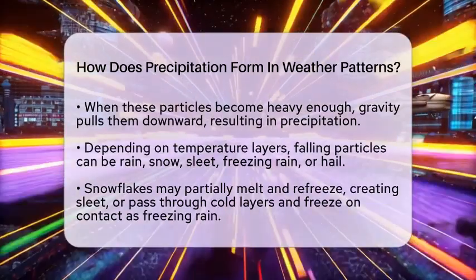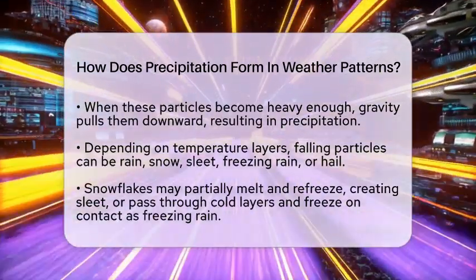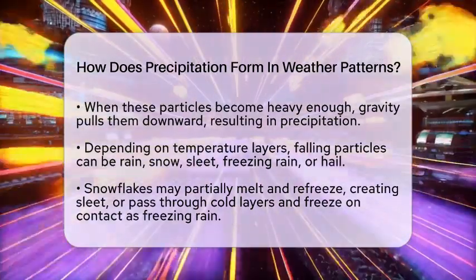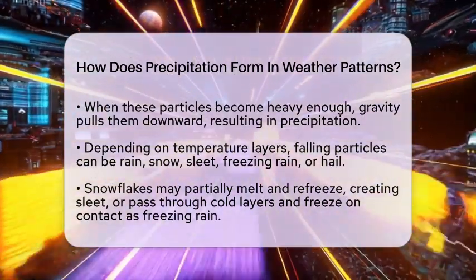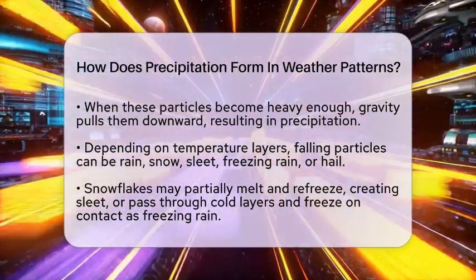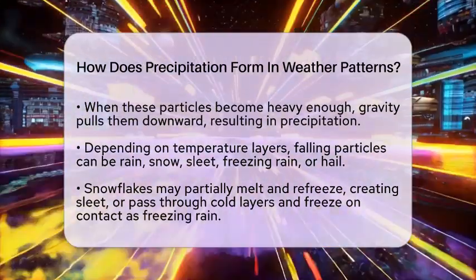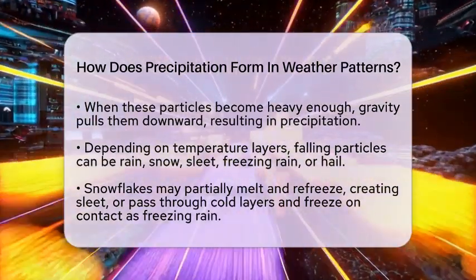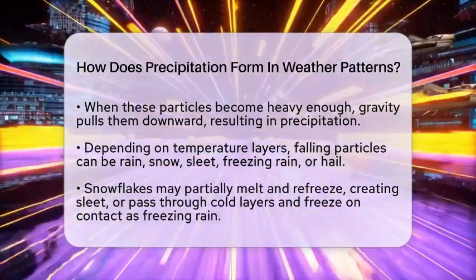As the droplets or ice crystals grow heavier, they eventually become too heavy for the updrafts in the cloud to hold. Gravity pulls them downward, and they fall to the ground as different types of precipitation. If the air below remains above freezing, they arrive as rain. If the ice crystals stay cold all the way down, they fall as snow.